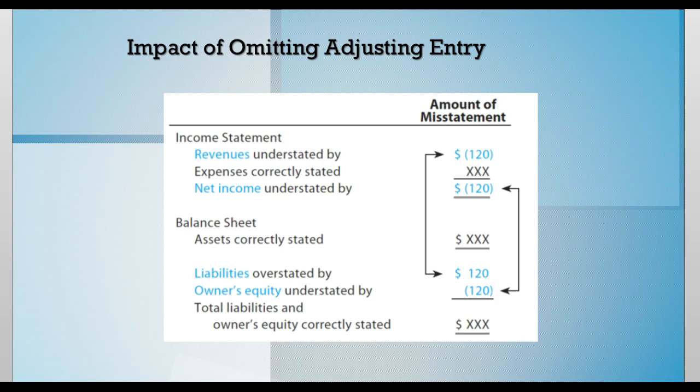Now, what would have happened if we didn't do that? Well, our revenues would have been understated by 120, which means our net income would have been understated by 120. And then if you look at the balance sheet down here, liabilities would have shown $120 more, and owner's equity would have been understated by 120. So that one little adjustment makes a big difference.